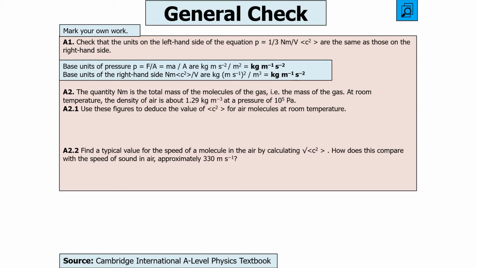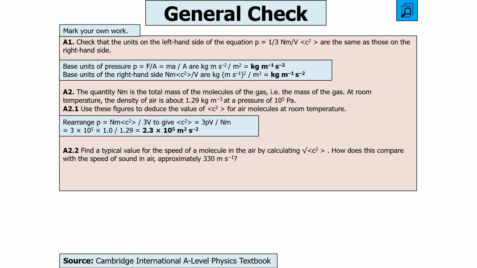In this next one, we can rearrange the equation to say P equals Nm times c squared over 3V. So therefore c squared is equal to 3pV over Nm. Pop in all the values, we can work it through. Now remember, density is mass over volume, so therefore you can link it to be divided by the density, because it's going to be m over V.